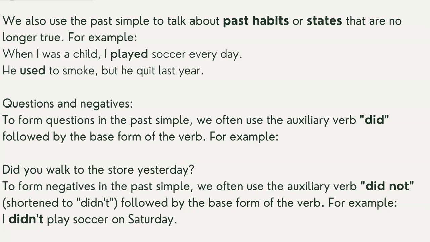Questions and negatives. To form questions in the past simple, we often use the auxiliary verb did, followed by the base form of the verb. For example, did you walk to the store yesterday? To form negatives in the past simple, we often use the auxiliary verb did not, shortened to didn't, followed by the base form of the verb. For example, I didn't play soccer on Saturday.